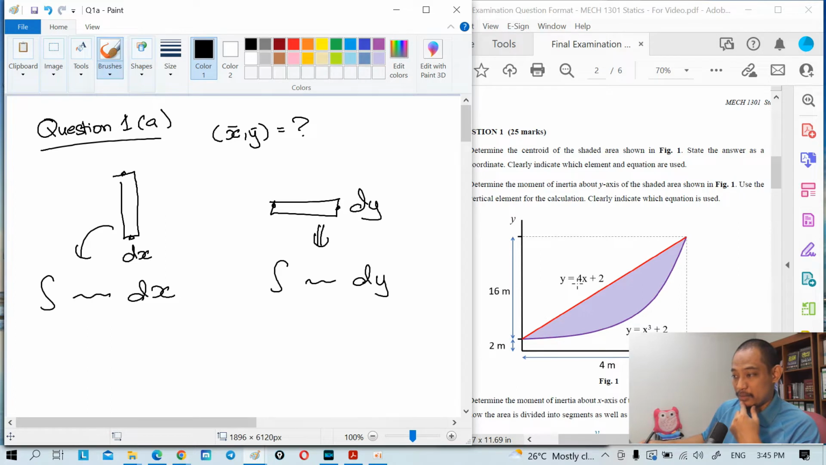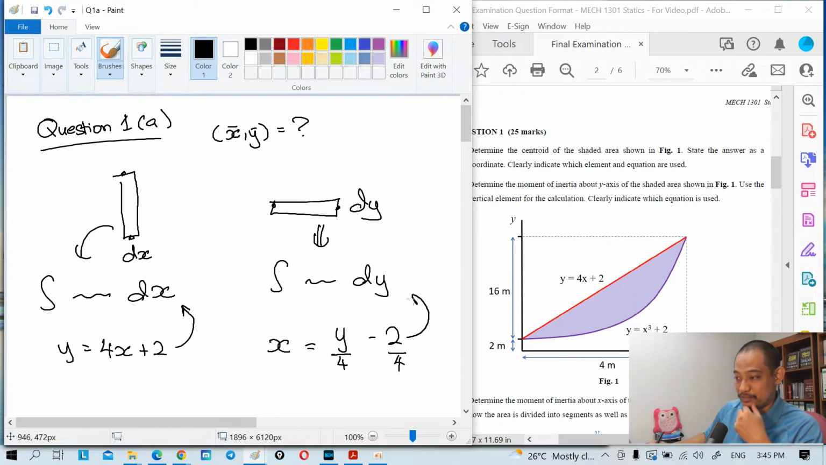Now make sure that whatever you choose, it is possible. For example, this equation on top here, we have y equal to 4x plus 2. This you can integrate with respect to dx, right? But if you want to integrate with respect to dy, you have to express it in terms of y. So if you do this, you'll get x equal to y minus 2, and then you divide by 4, right? So either way you can do in this case. This one can be integrated with dx, this one can be integrated with respect to dy, no problem.